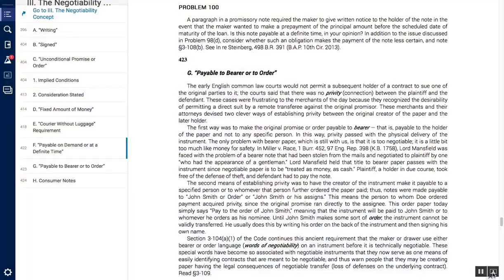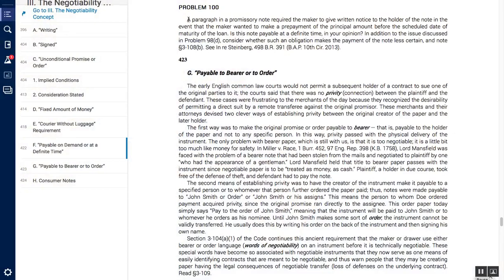Hello, commercial law students. I'm about to post a video regarding negotiation, but before I do that, I would like to complete our assignment on negotiability. And so let us take a look at where we left off, which was problem 100.